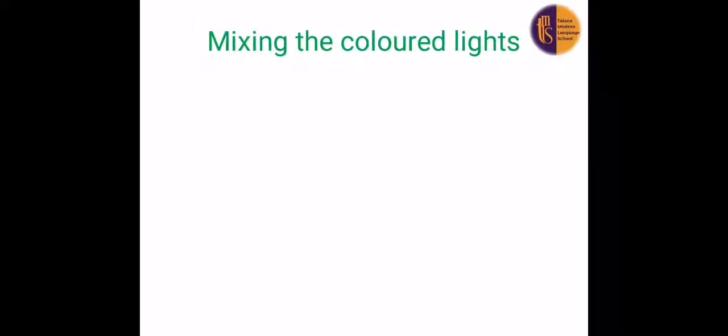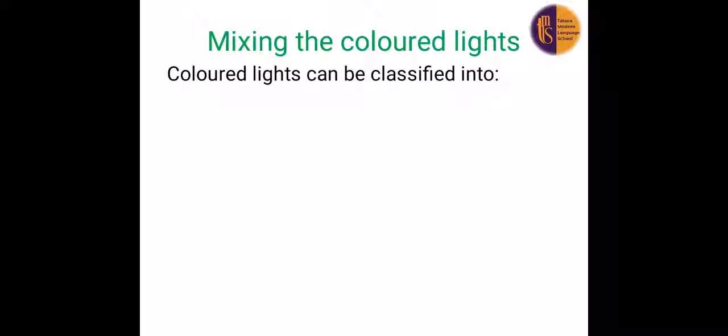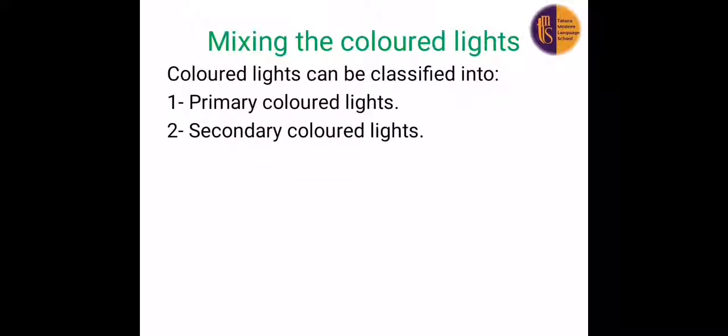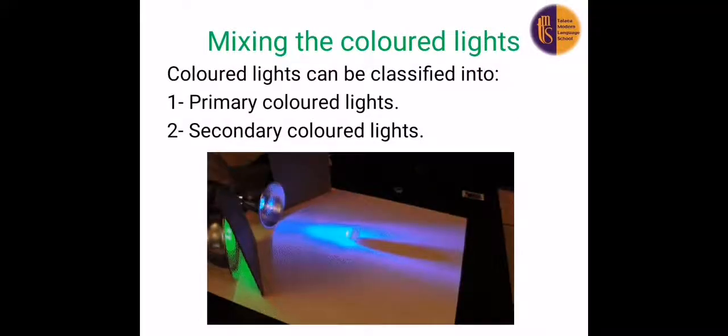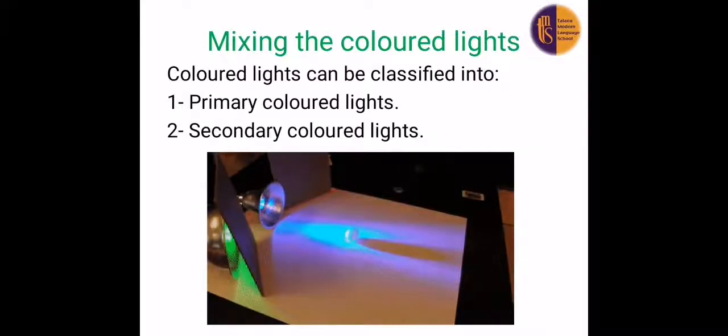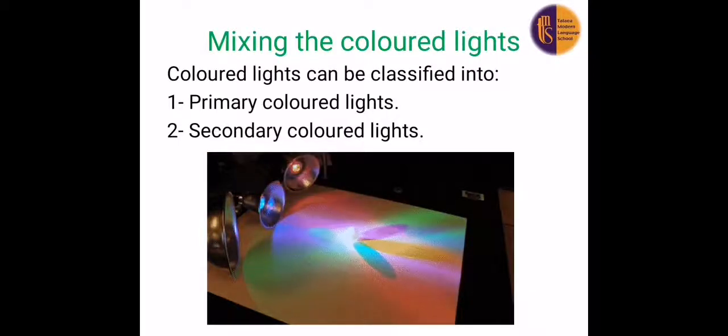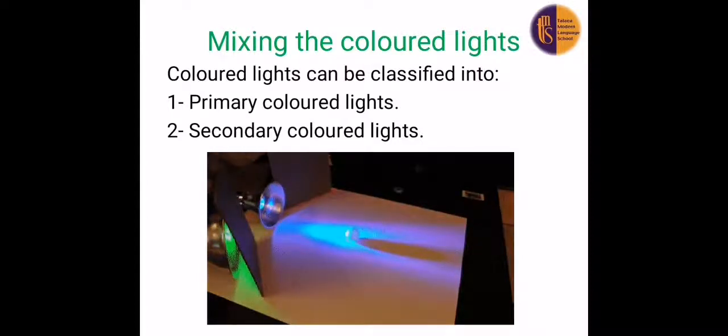Okay, now we will talk about mixing colored lights. Colored lights can be classified into the first type, primary colored lights, and the second type, called secondary colored lights. Like here in the picture we can see red, blue, and green lights. They are primary colored lights, and when we mix them together, they produce the secondary colored lights, as shown here in the video.